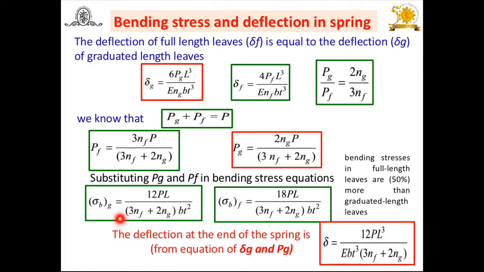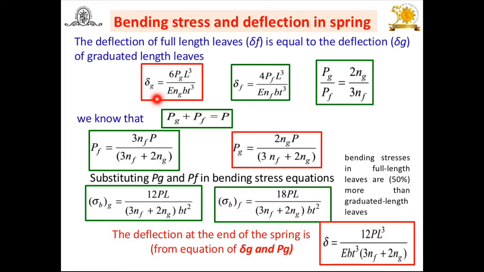Then we have to find out the deflection at the end of the spring. Considering delta is equal to delta G is equal to delta F, that means the deflection of graduated leaves is equal to the deflection of full length leaves, we consider the deflection of the graduated leaves. That is delta is equal to delta F is equal to delta G, 6 PG L cube upon E into NG B into T cube. Consider this equation.